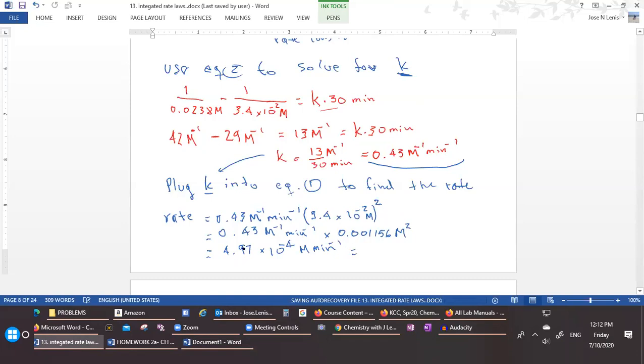So we can round that off here because we have two significant figures in the initial concentration. So we should round that off to 5.0 times 10 to the negative 4. You can write it moles per minute or moles minute negative 1. Either one, the same. And that makes sense because now we have units of rate, molars per minute.